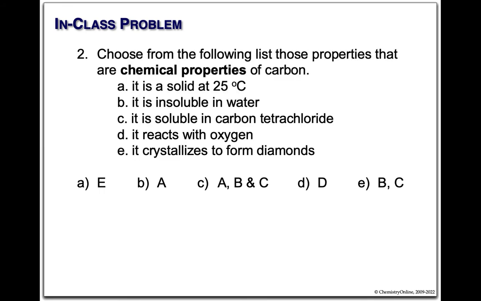Which are chemical properties of carbon? It's a solid. It's insoluble in water. Surprisingly, it is soluble in carbon tetrachloride. Reacts with oxygen, and it crystallizes to form diamonds. Well, the diamond is still carbon, just a different physical state. Reacts with oxygen, that's a chemical reaction. It's soluble, it's not soluble, these are all physical. D is the correct answer.